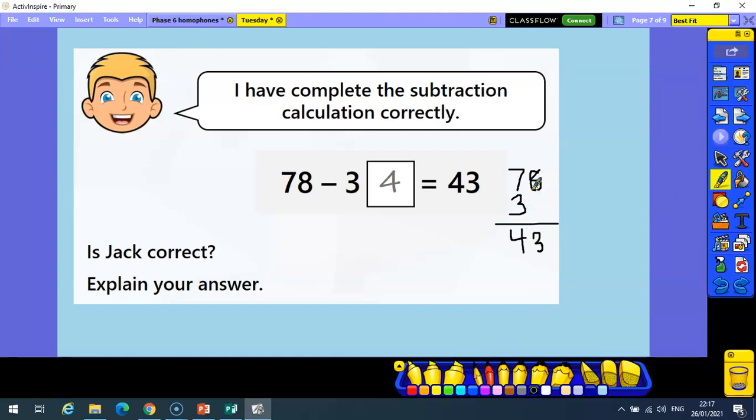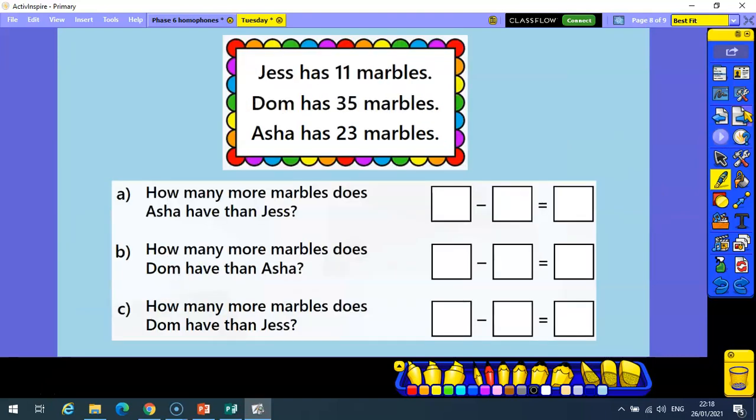If we take away 3 from 8, so if 8 was my whole, and I didn't know this part, but I knew this part was 3, I would take away 3 from 8 to find out this part. What is it? Do it on your fingers really quickly. That's right, 5. So the missing number is actually 5. He's had a good go, but he wasn't quite right.